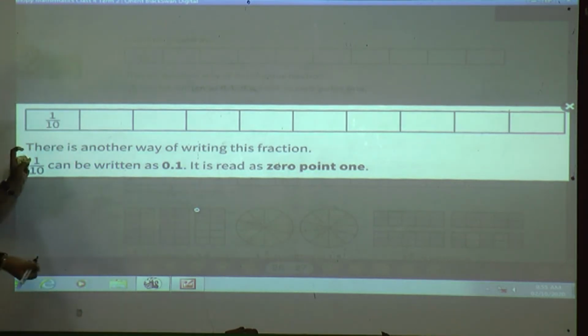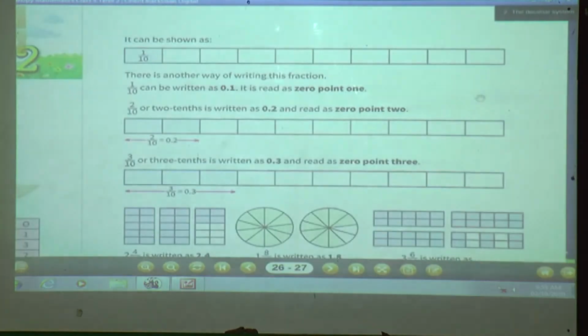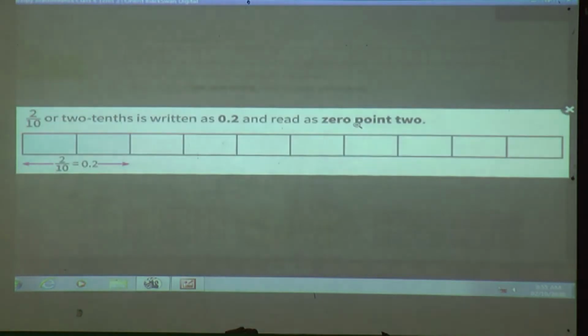0.1. So it is read as 0.1. Are you getting, students? Yes, very good. Now see the next. 2 upon 10 or 2/10 is written as 0.2 and read as 0.2. You can see here.